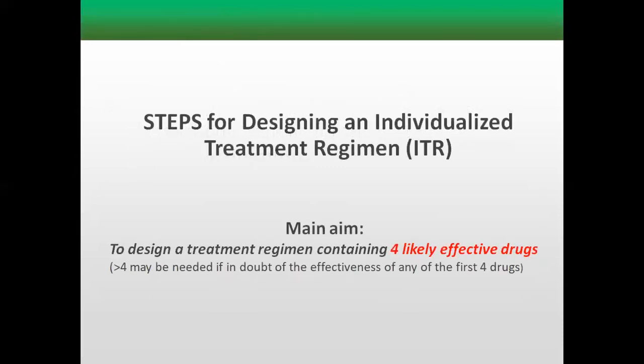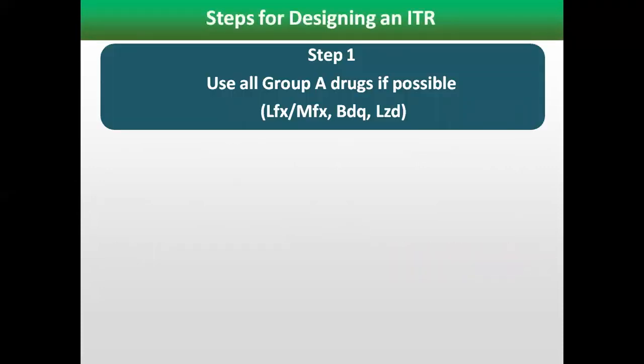Okay. So, now, we go doon sa steps to consider in designing an individualized treatment regimen. Basta yung main aim natin is to design a regimen that will contain at least 4 likely effective drugs. Pwedeng more than 4 if kailangan, and may doubt tayo sa effectiveness of any of the first 4 drugs. Lalo na if may mga patient tayong nakita na ang dami-daming resistance patterns. So, step 1, again, use all group A drugs first if possible.